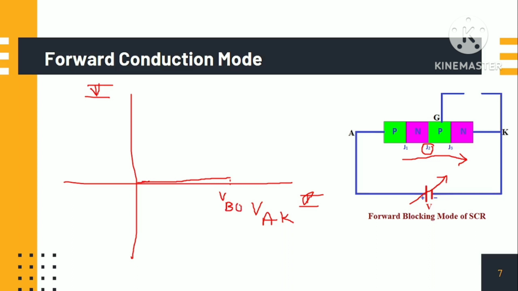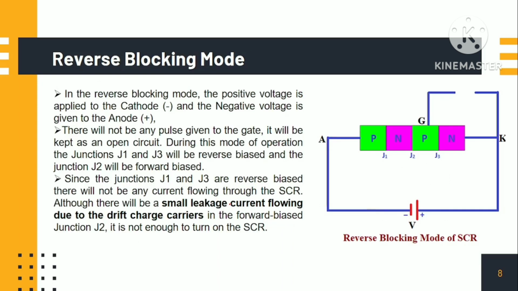Breakover voltage, we will call it breakover. The current starts increasing, the graph is like this. When the current starts increasing, the voltage becomes very less, so that voltage we will see later. There will be some particular voltage where the current starts to flow, the junction J2 gets broken down, and current flow starts. That voltage is called the breakover voltage, the forward breakover voltage.